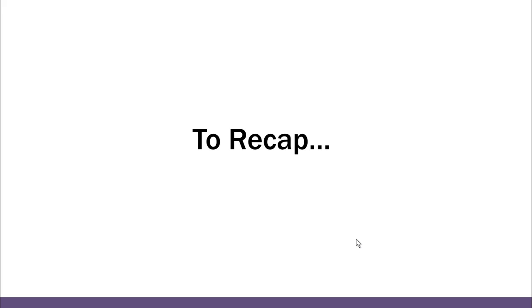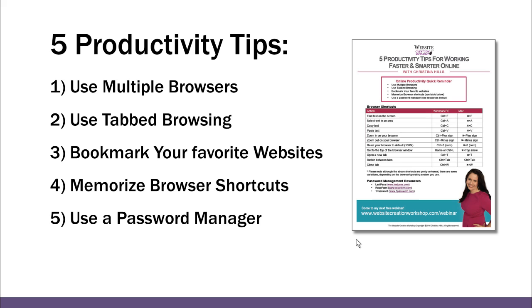So to recap, 5 productivity tips, and we will be emailing out this cheat sheet. Use multiple browsers. If you don't have a second browser, go download one. Use tabbed browsing to make it easy to be on different sites. Bookmark your favorite websites. Memorize some browser shortcuts and use a password manager.